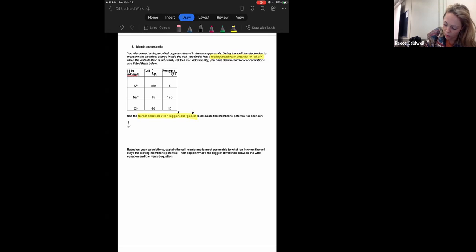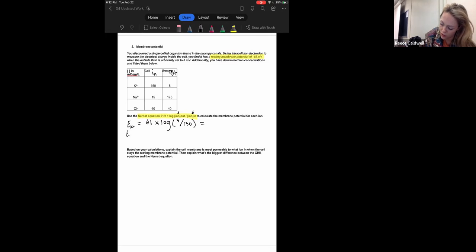So we'll start off with the membrane potential for potassium. We take our equation, 61 times log of the concentration out over in. And what we get is, oh, I don't have my answer key with me. I think it's -65. I'm going to check before.